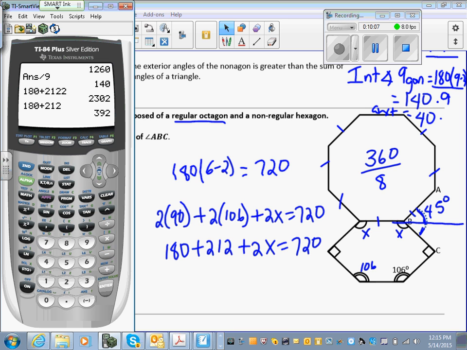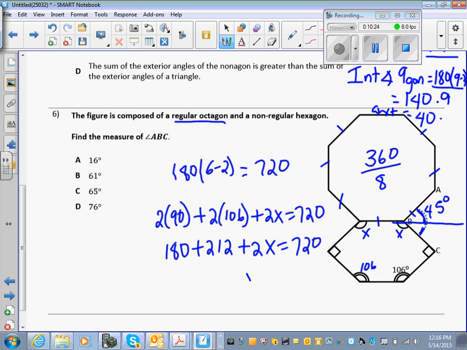Then you do 720 minus 392. That is 328. So 2x equals 328, and I have to divide this by 2. It'll give me 164. So x would be 164, which this angle is 164.